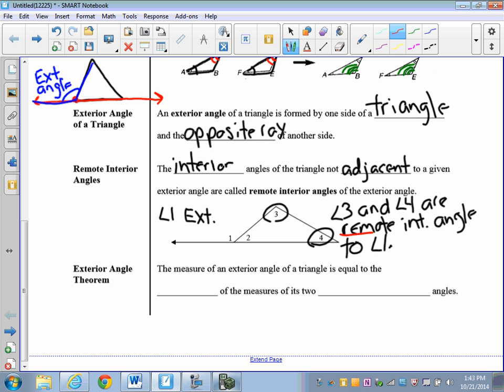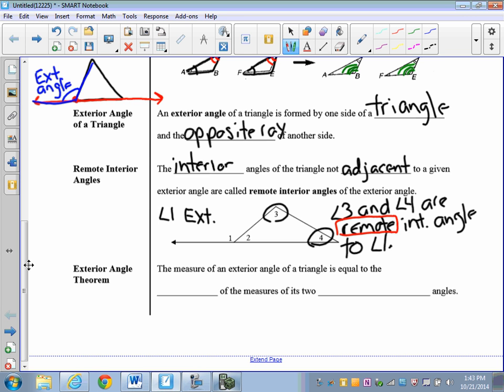So remember what this word remote means. Remote means far away. That's how we got the name for a remote control on a television. You were able to control what channels you wanted from a TV from a remote or far away location. Before that, you had to go up to the TV and turn a dial or a knob. So the remote made it easy because you were far away. So that's how you can remember remote interior angles. Remote means far away.